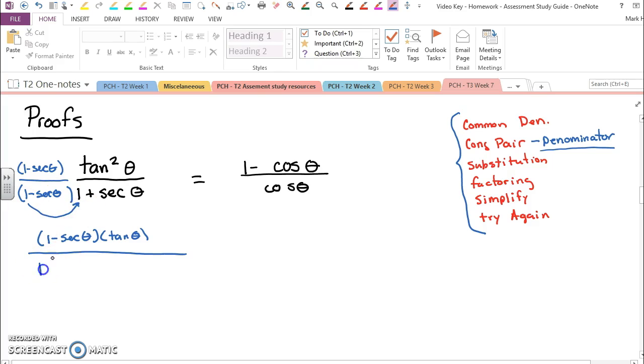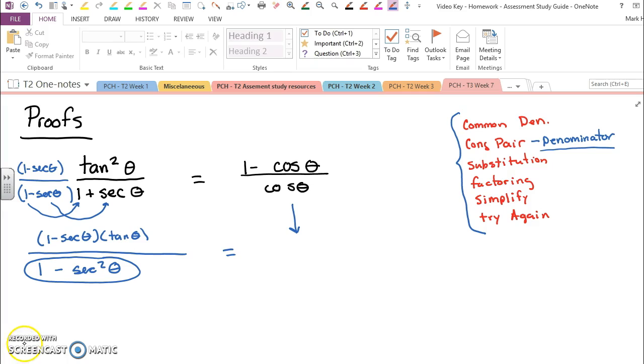1 times 1 is 1. The inner terms will cancel out. Negative secant times secant is negative secant squared theta. And this will still equal what we have here. So I'm not sure that this is making things any better, except that this looks like it might be something or close to something on my trig identity sheet. So I'll check that out.